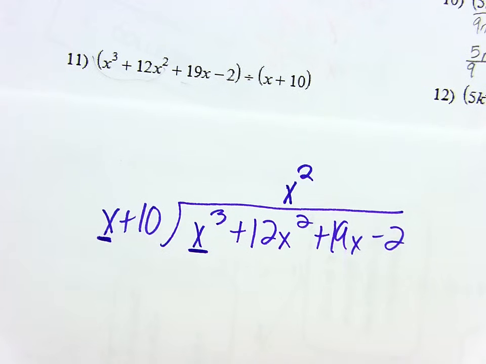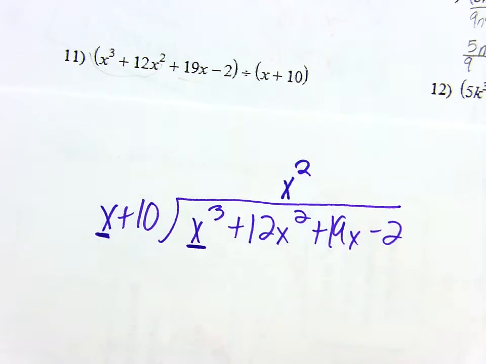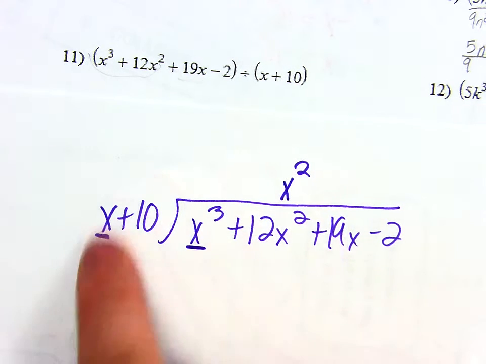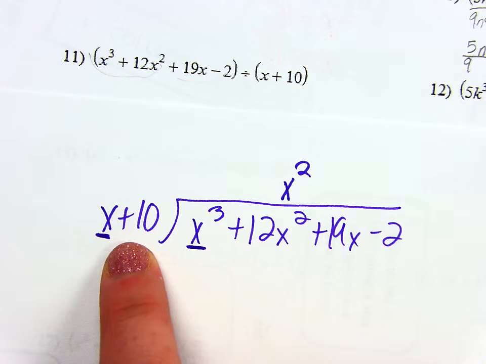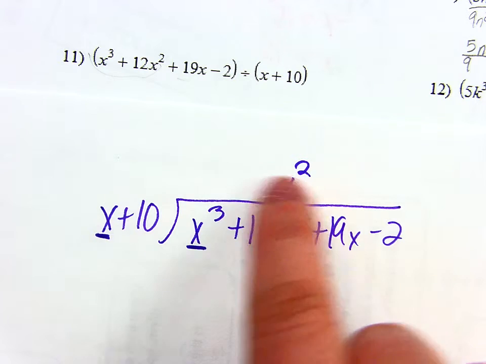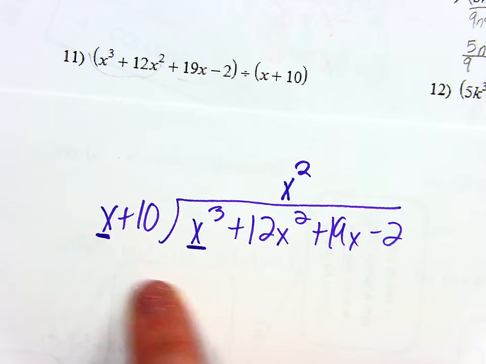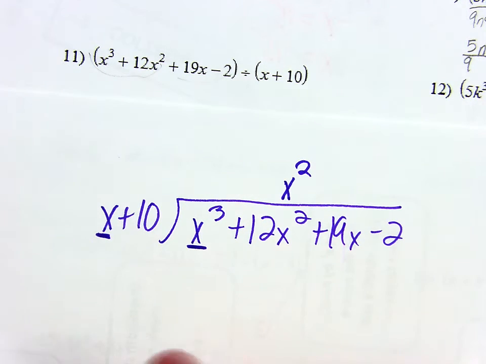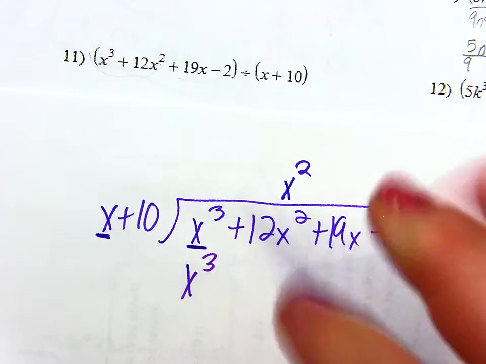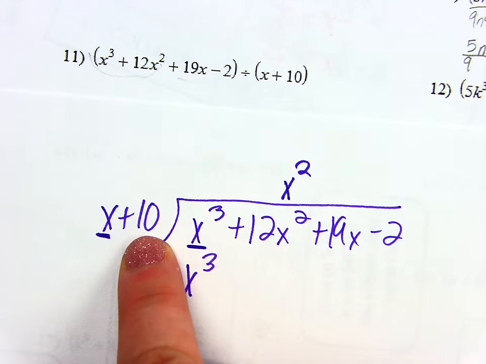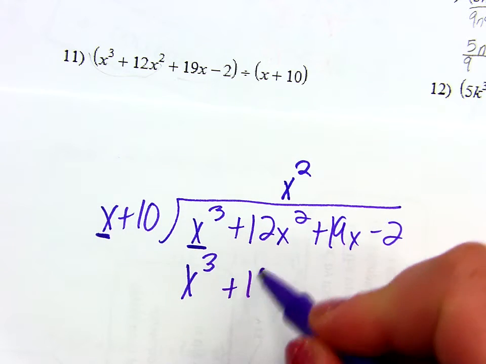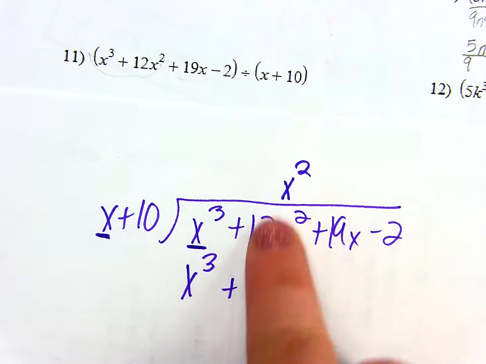Just like when you were dealing with regular numbers, once you put a number at top, what did you do with that number? You multiplied it by what was out in front. So I'm going to do the exact same thing. So what's x squared times x? So I'm going to write it underneath in the x to the third column. And then I do x squared times 10. What's that? Plus 10x squared. So I write that in the x squared column.